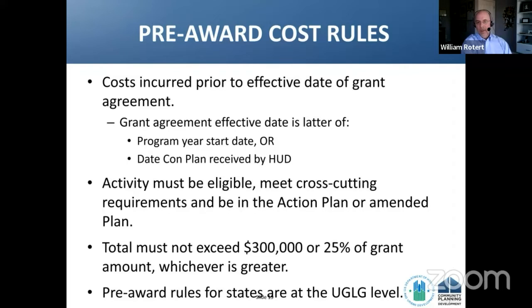And then another thing, because we know states are involved as well, be aware that pre-award rules for states apply at your unit of general local government. That's that term that people use, UGLGs, units of general local government, because keep in mind, states are administering this program for the most part through local governments. So those rules would apply to those local governments, and states can consider pre-award costs for them as well. Next slide.